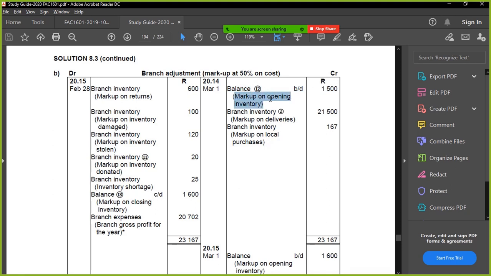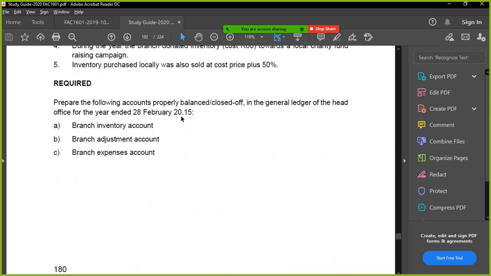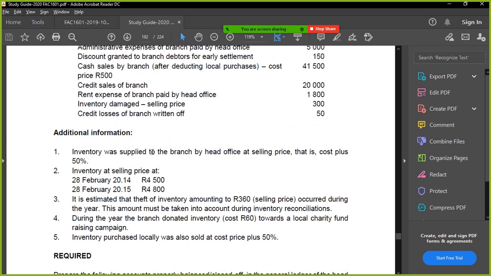Markup on the opening inventory. Do you see that? They like showing it separately. So 1.5 plus 4.5 gave you 6, and that was the selling price. Let me show that to you here. Inventory at selling price. If it's at selling price, the 4.5 includes 1,500 because it's a 50% markup. So 3,000 plus 1,500 is 4,500.